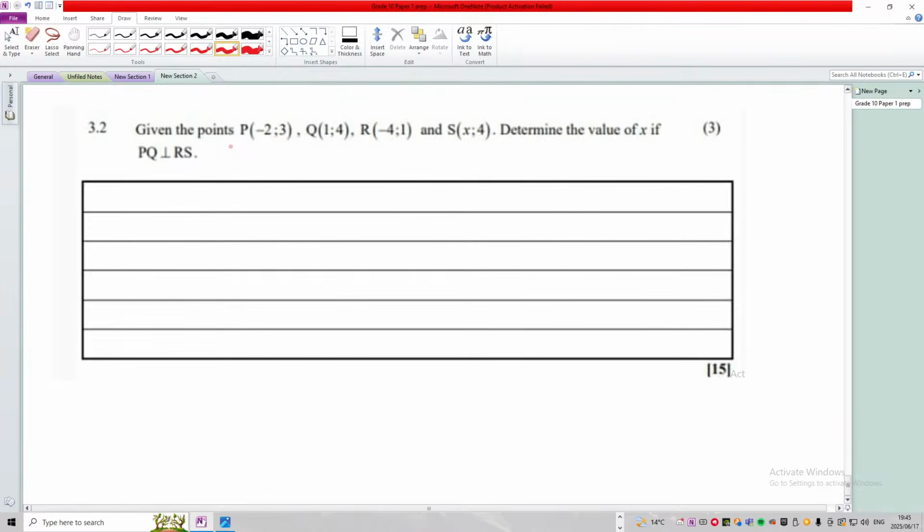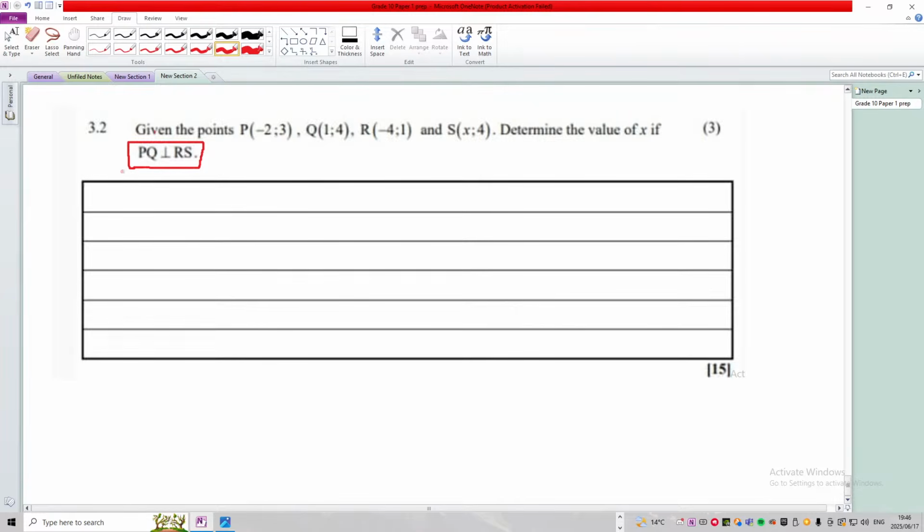The information I've been given is that PQ is perpendicular to RS. That will steer me in the direction that the product of the gradients must be -1. In your mind, okay, the gradient must be -1. When I multiply the two gradients, they will be -1. Okay, let me go into that method and that direction.